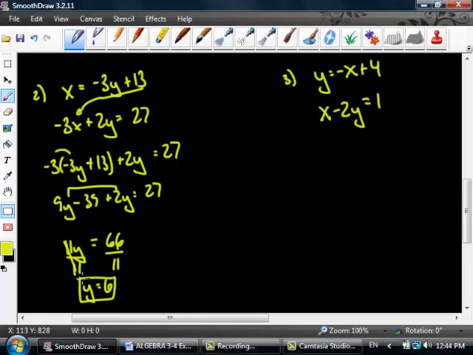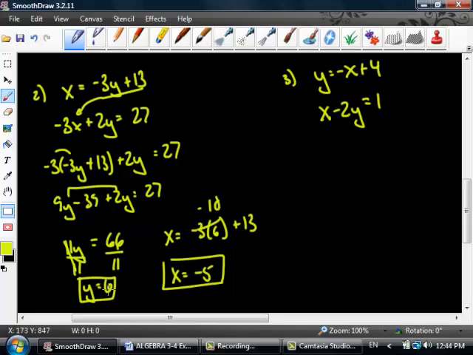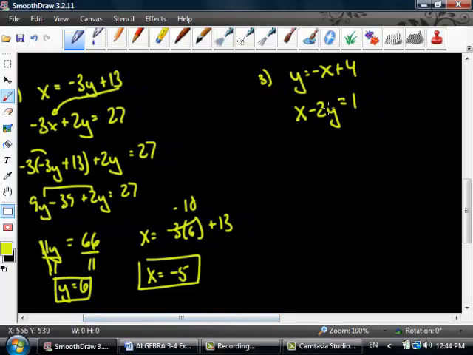Raise your hands if you got y equals 6 as your first part of the answer. Excellent. Let's see here. Evan, which one do you want to plug it into? Top one? I like that. x equals negative 3 times 6 plus 13. x equals, this is negative 18, so I get negative 5. Raise your hands if you got negative 5, 6 as your answer. Good, good, good. Okay, next one here.